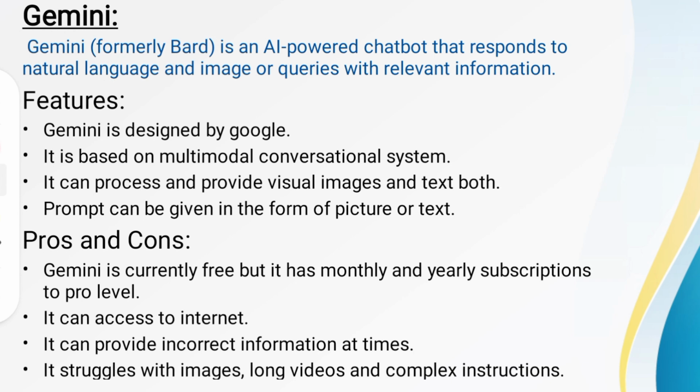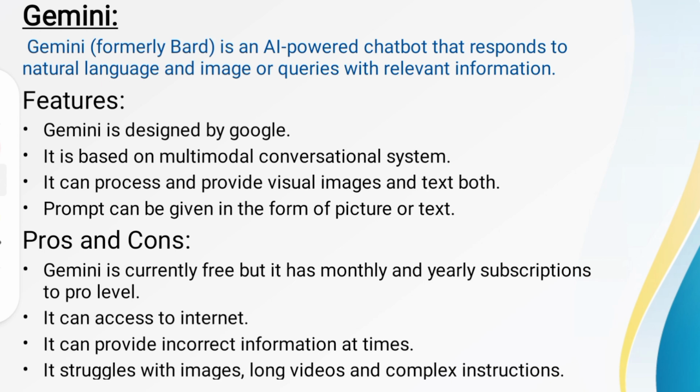Gemini. Gemini, formerly Bard, is an AI powered chatbot that responds to natural language and image queries with relevant information. It was designed by Google. It is based on the multimodal conversational system. Multimodal conversational system means the prompts can be in the form of text or images. It can read images and extract information, and it can also produce images. It can process and provide visual images and text both. Prompts can be given in the form of picture or text.